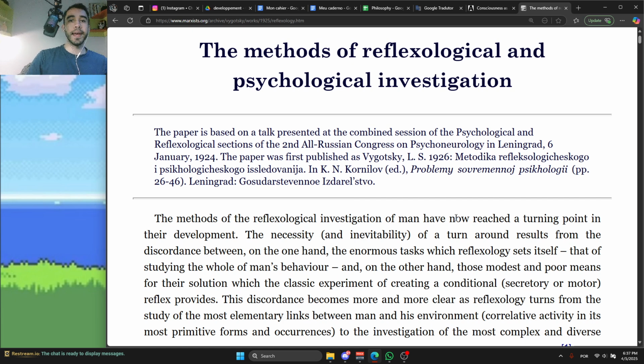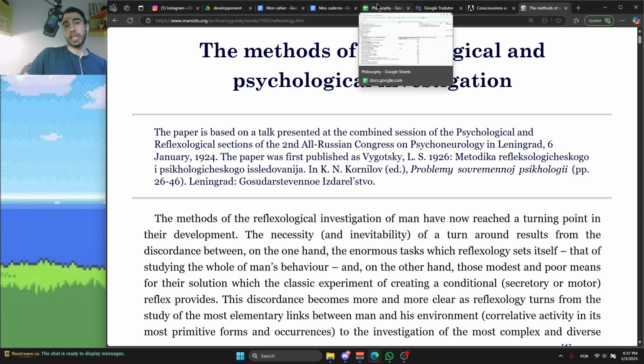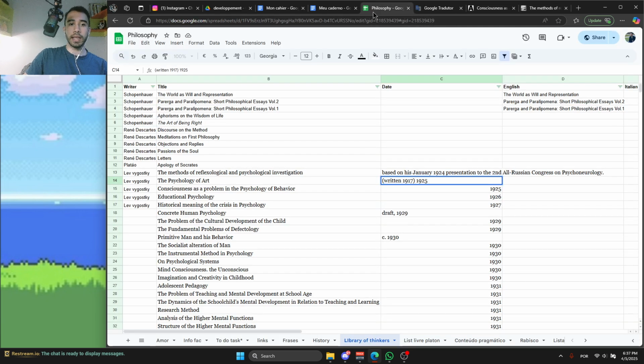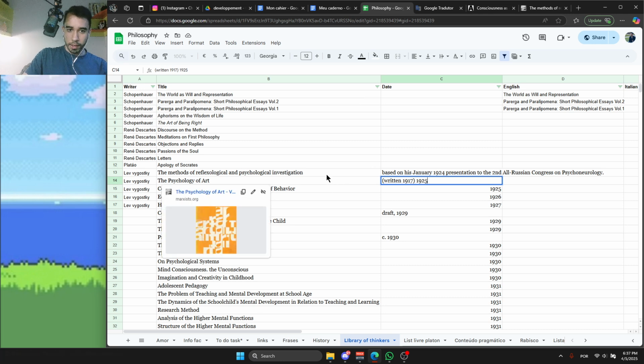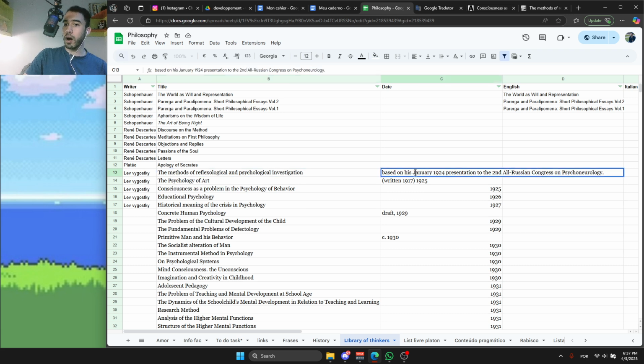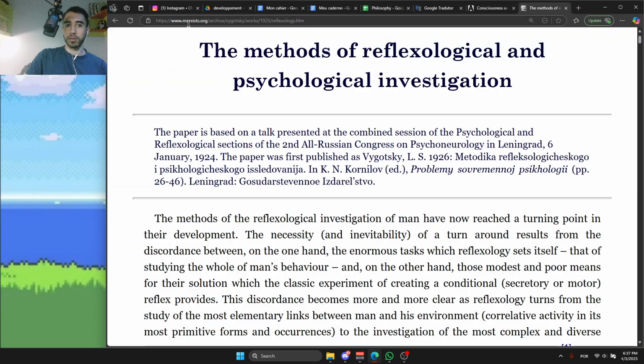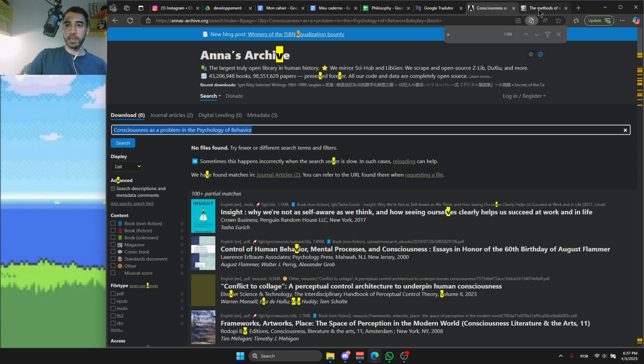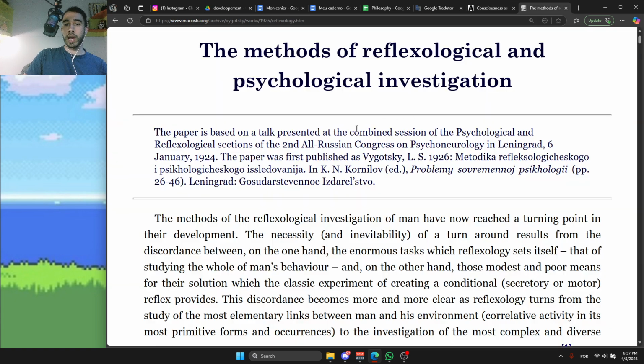I'm Celso, and today I'm going to be reading one of the first books made by Lev Vygotsky. It's called The Methods of Reflexological and Psychological Investigation. It's based on his January 1924 presentation to the Second All-Russian Congress of Psychoneurology. I'm using a website called Marxist.org, where they have several books, writings and papers of Vygotsky. So, we are all set.